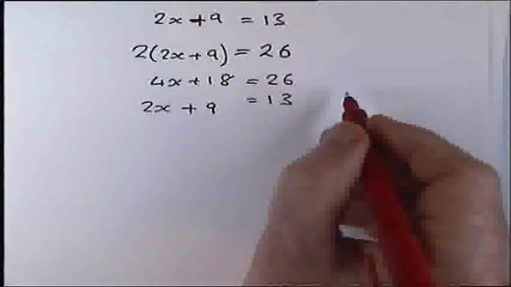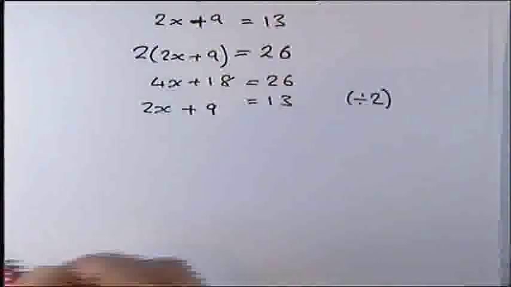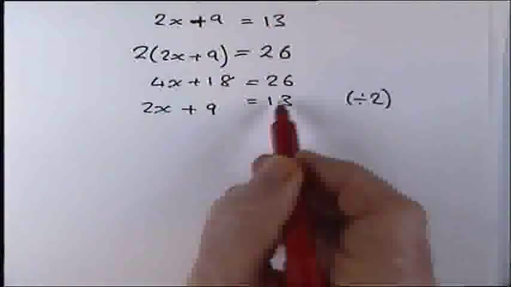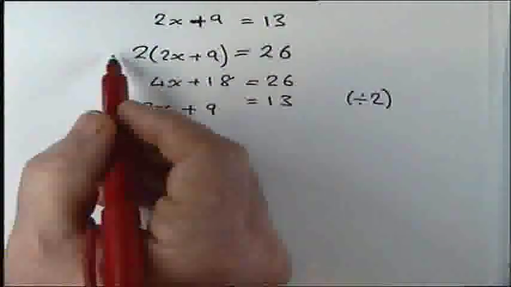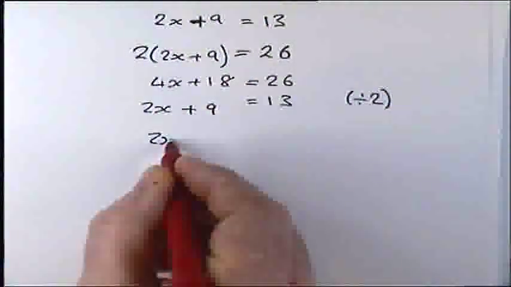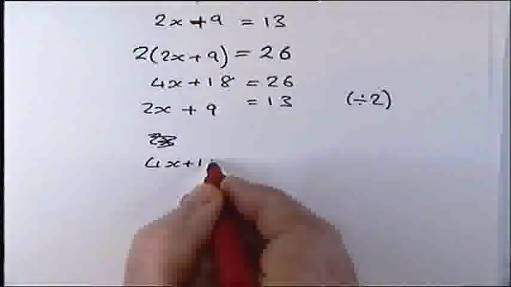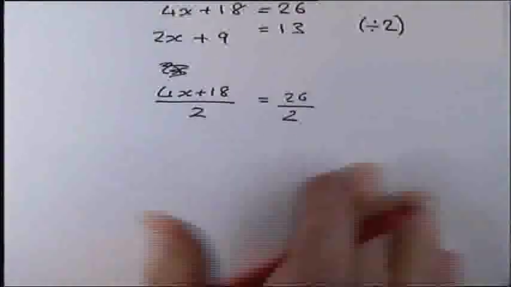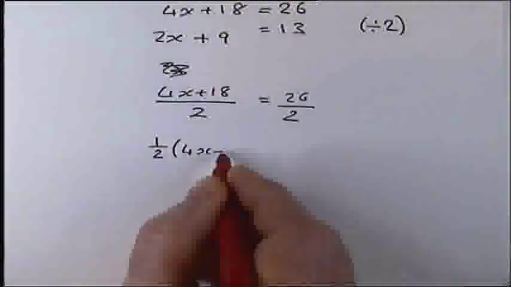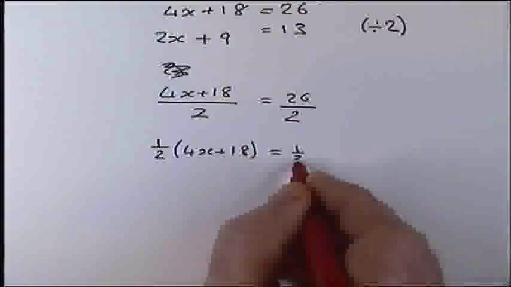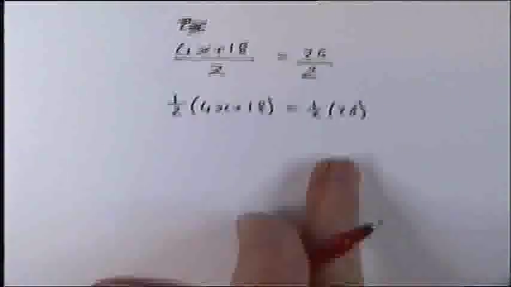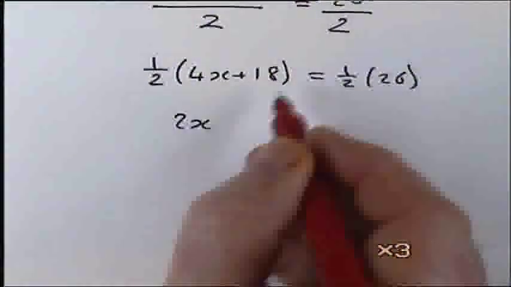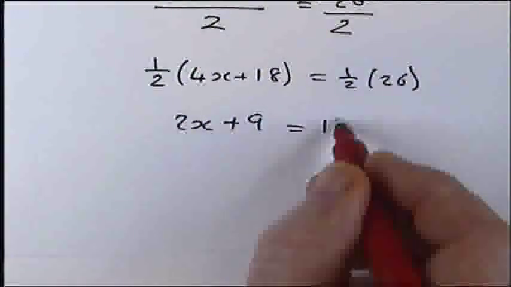So what I've done to both sides there is I've divided by 2. But the important thing is I've divided this term by 2, and this term by 2, and this term by 2. Now, I said that I wanted you to write it like this. You can write 4x plus 18 divided by 2 like that equals 26 divided by 2, or you could write half of 4x plus 18 equals a half of 26. Now some people prefer the fractions when they're working with equations because now they can expand that bracket. They can do a half of 4 is 2x, and a half of 18 is 9, and a half of 26 is 13.